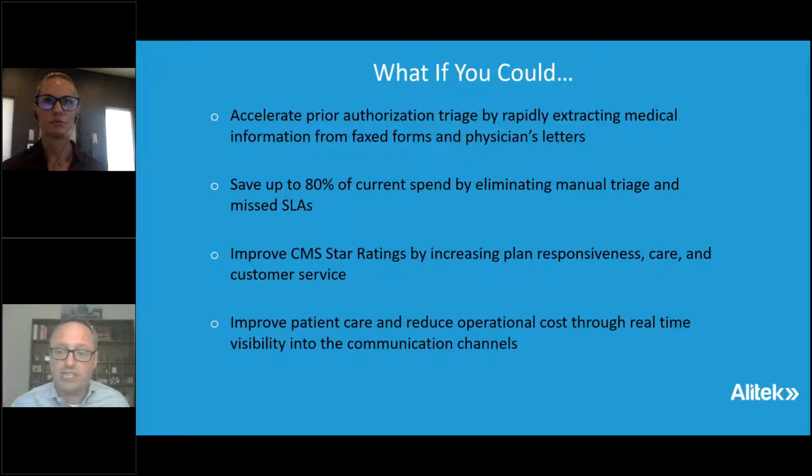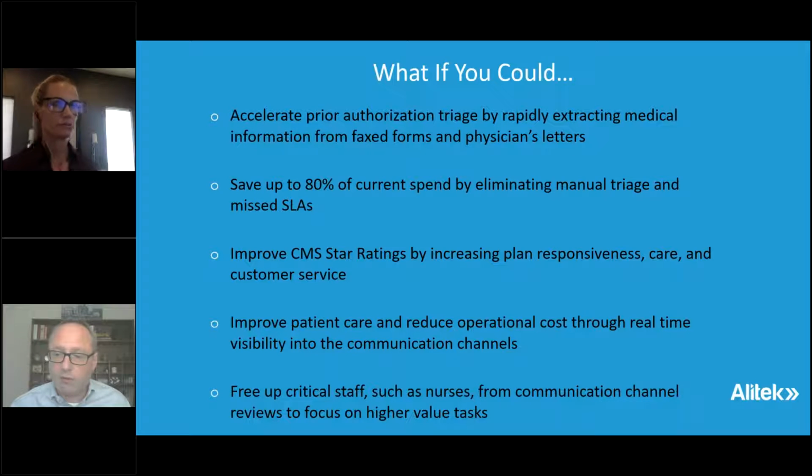What if you could improve patient care and reduce operational costs with real-time visibility? That's something that I mentioned earlier that's at the top of my list. And finally, what if you could free up critical staff? Right, we had a customer that utilized nurses to review some of the data that was coming in because they needed that skill set. So what if you could take the critical staff and let them focus on higher value tasks like helping patients? Right, these are just a few examples, but the solution you'll be seeing demonstrated today has the potential to do these things and more.